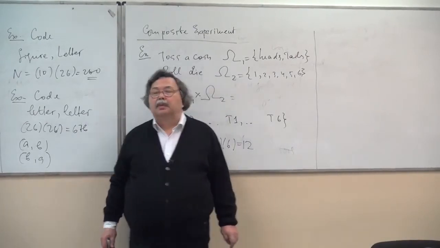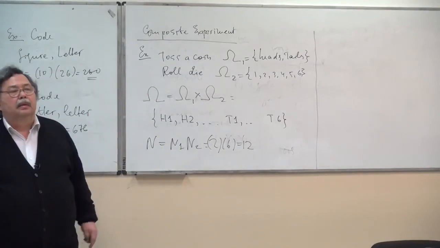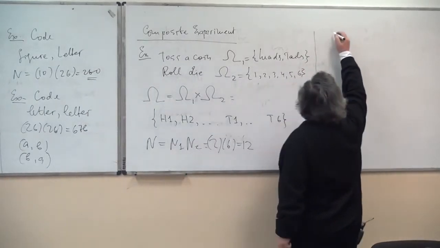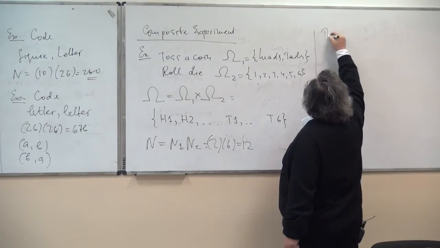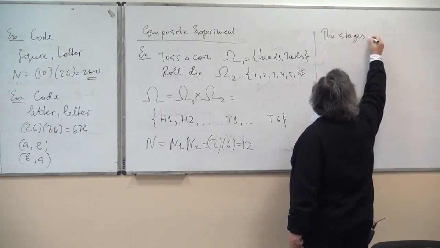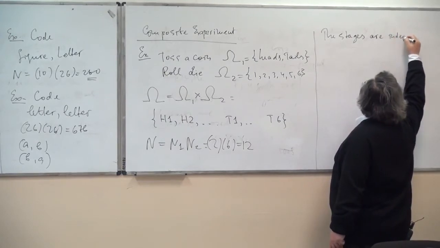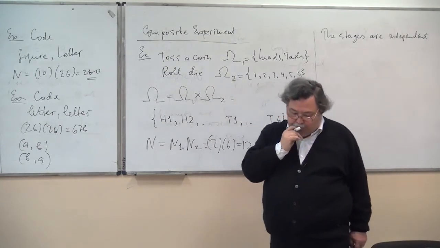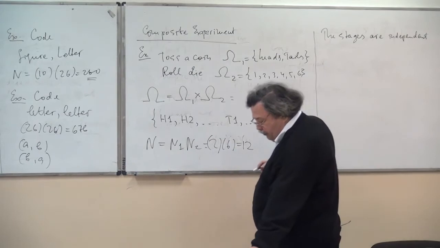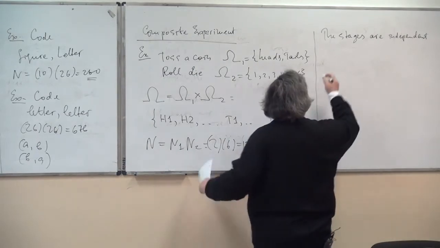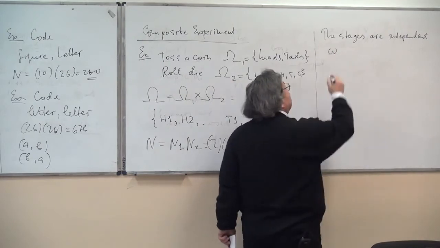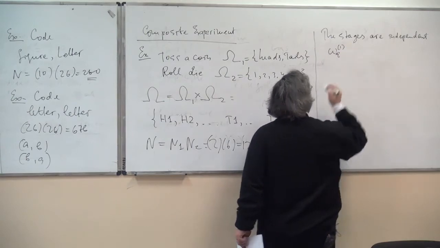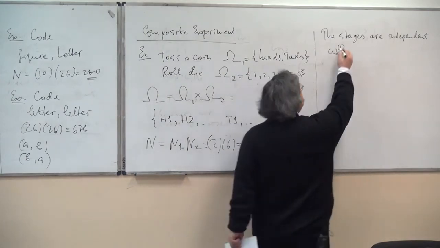Now let's talk about independence. Let's assume that the stages of the composite experiment are independent. Let's write it this way. Suppose a particular outcome, omega 1, omega i, that can occur on the first experiment.